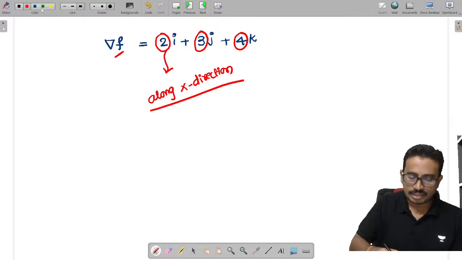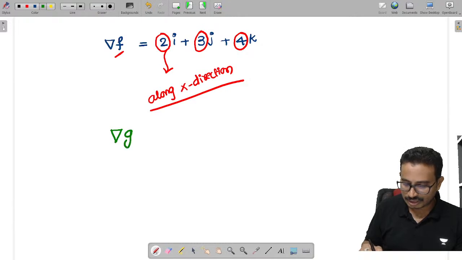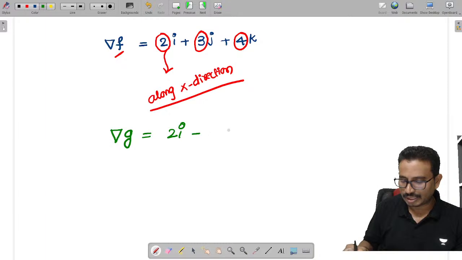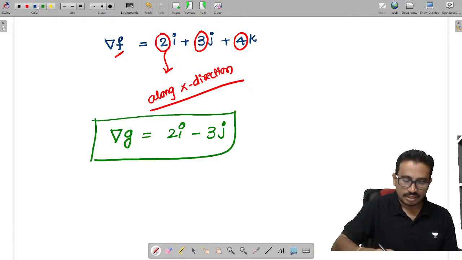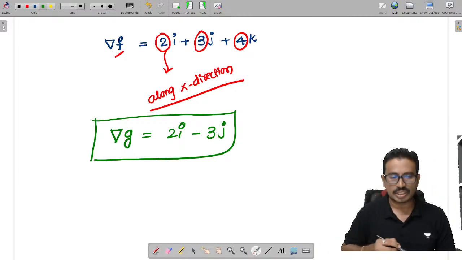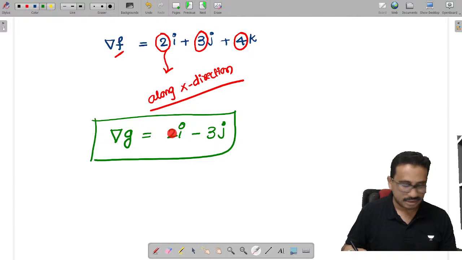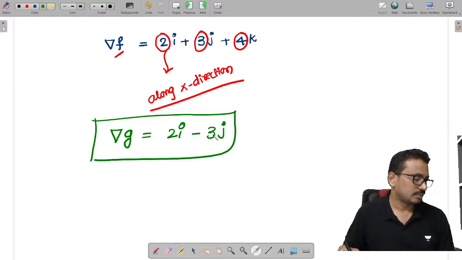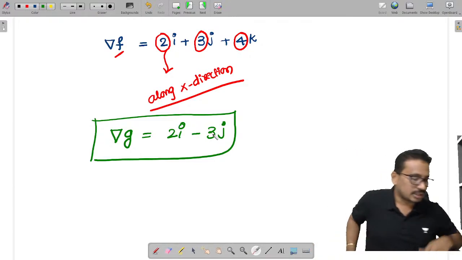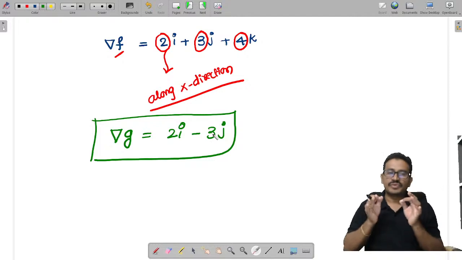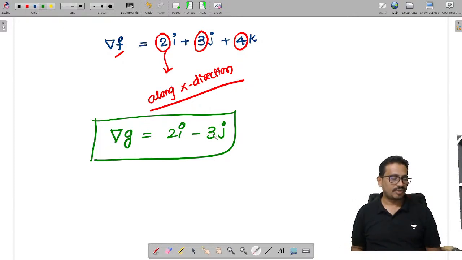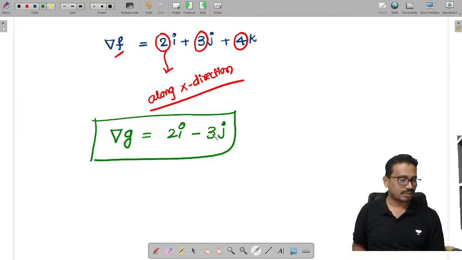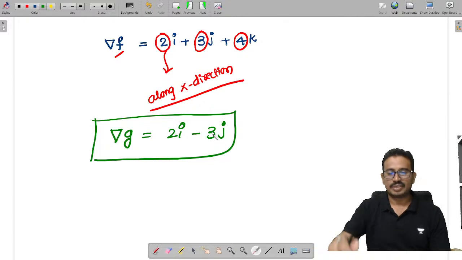In the same manner, if I have another function with del g equal to 2i minus 3j, what does this mean? For the function g, along the x direction it is increasing by 2 times, whereas along the y direction it is decreasing by 3 times. That is the physical understanding. We need to know the variation of physical phenomena with respect to the space parameters, and that variation is the gradient operation. Is it fine, all of you?